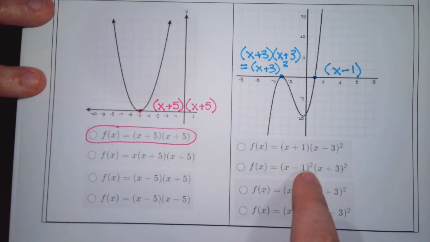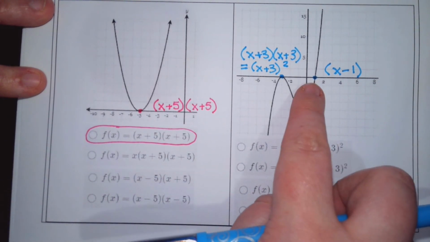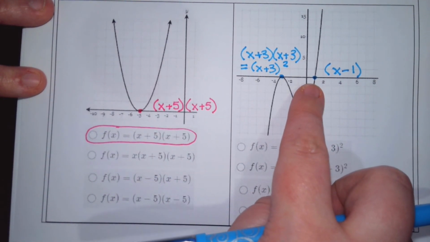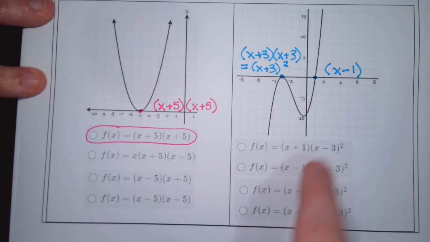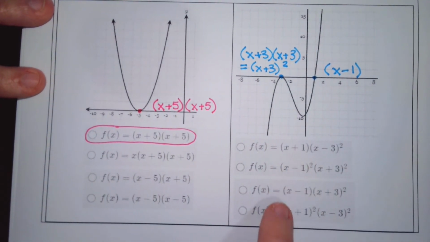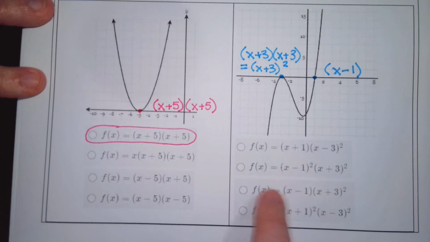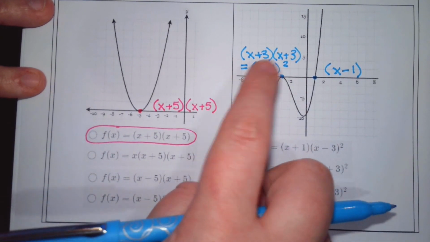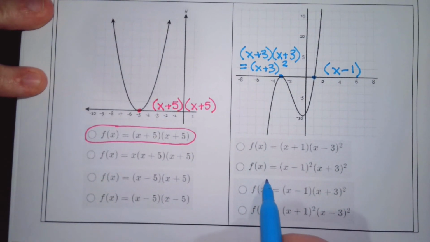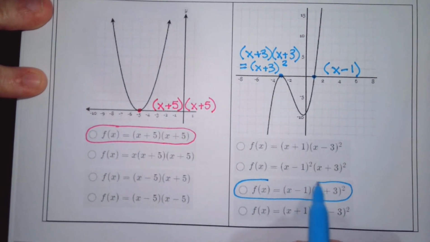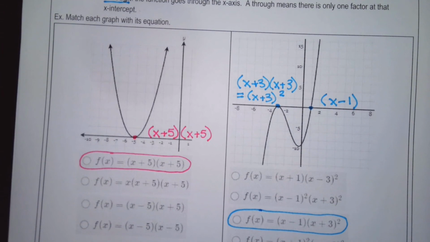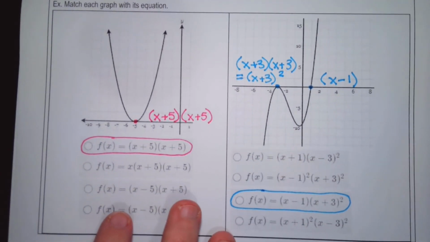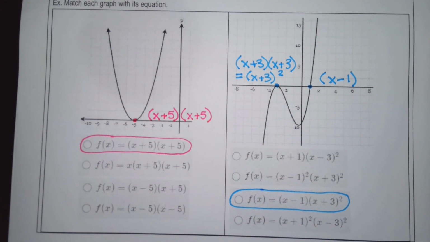Here we have x minus 1 squared. Well, we know since x minus 1 is at a through, it only has one of them, so it can't be that one. Here we have x minus 1, good, there's only one of them. And then x plus 3 squared, that matches what we have, so that is our option. So that is what you're doing to match a graph to an equation in factored form.